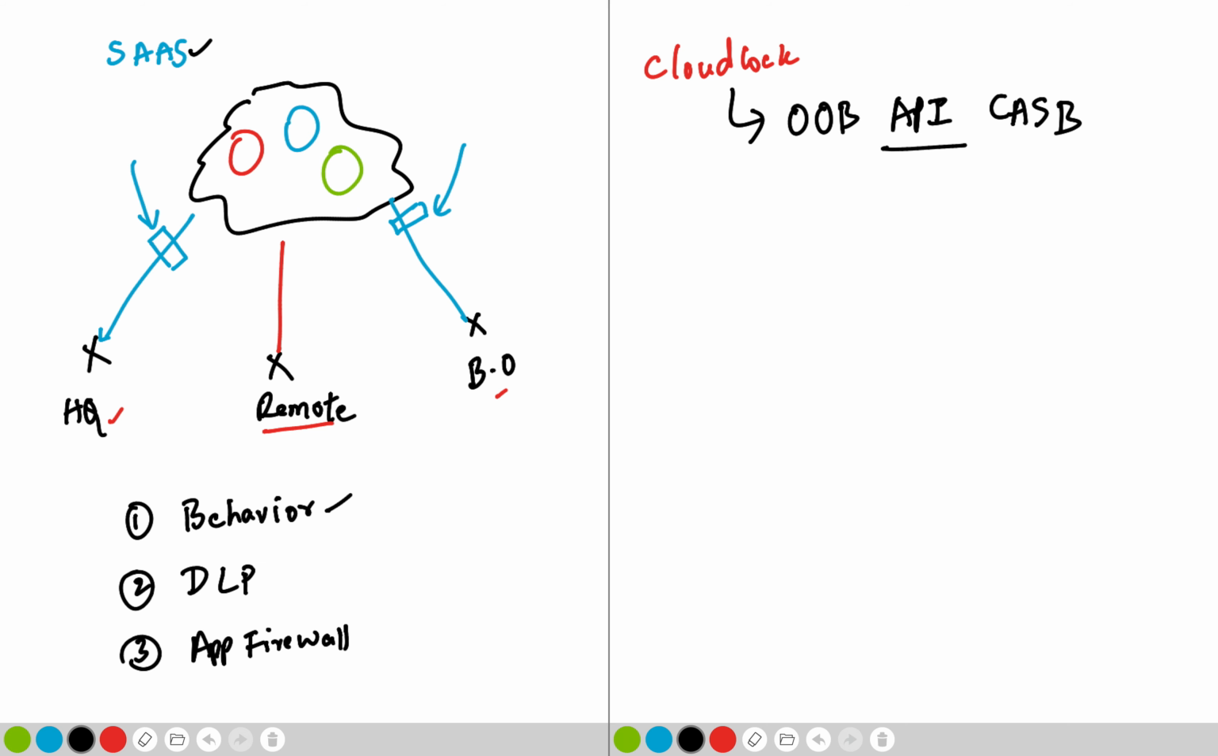Which means as a user, you will not even feel that there is a CASB in place. Your experience of using the cloud application will not depend on anything with the CASB, because it's completely out of band. It's not inline. So even if your CASB is down, you don't have the concept of forward proxy, reverse proxy, anything. It's API based.